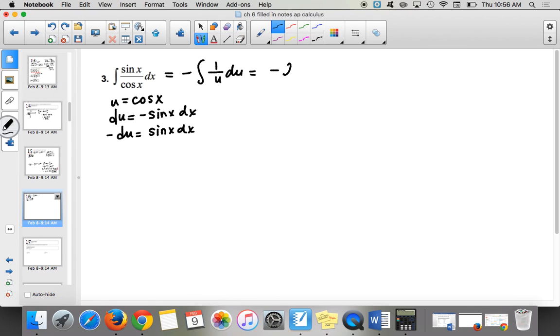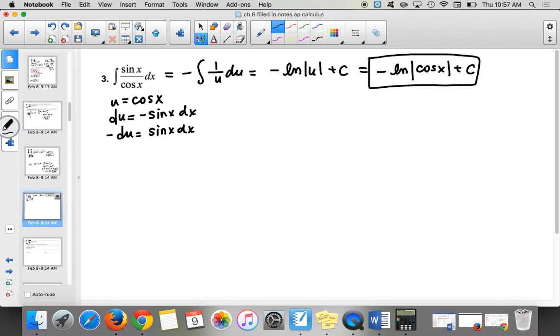So we get a negative natural log of the absolute value of u plus c. Right, if I integrate 1 over u, I get natural log of absolute value of u. So I get negative natural log of cosine of x plus c. So some textbooks will write it like this. Some books will write it like this.